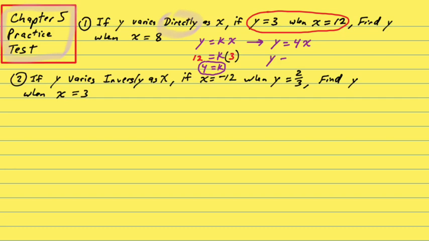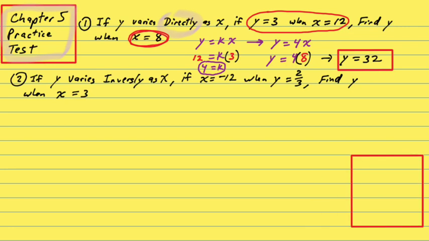Now it says to find y when x is 8. So if I replace the x with an 8, I think that makes y equal 32. So that would be your answer for number 1, using direct variation. Direct variation again is y equals k times x.